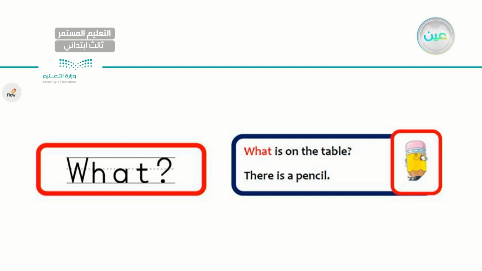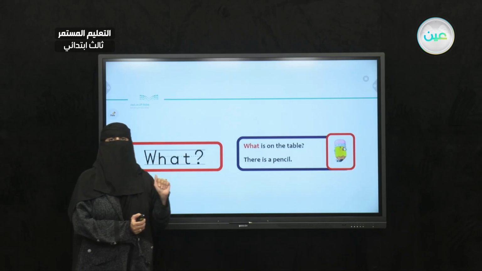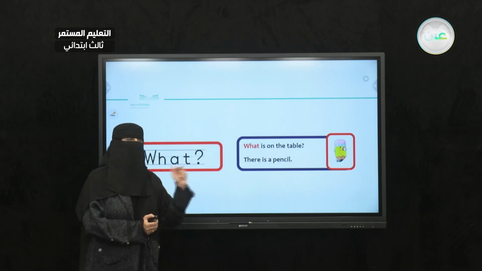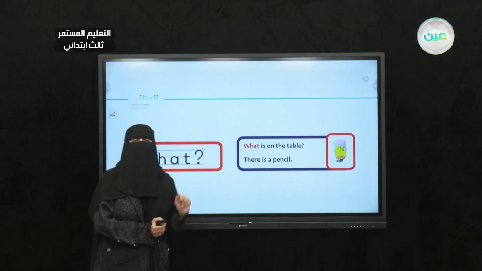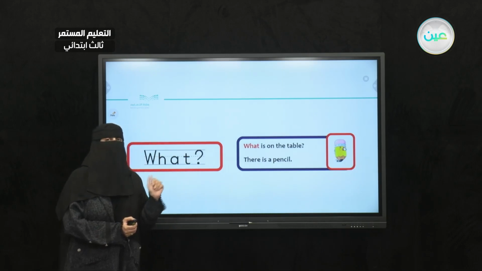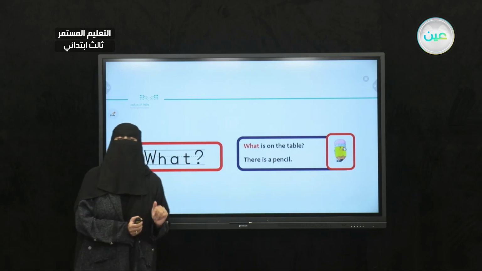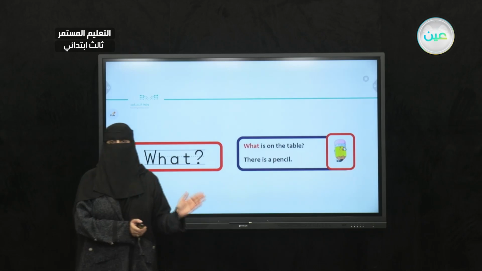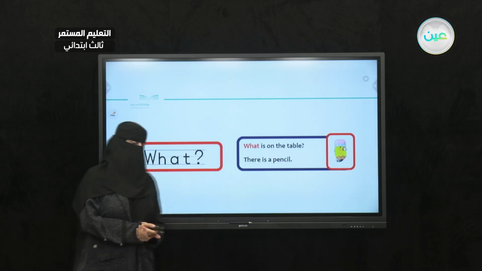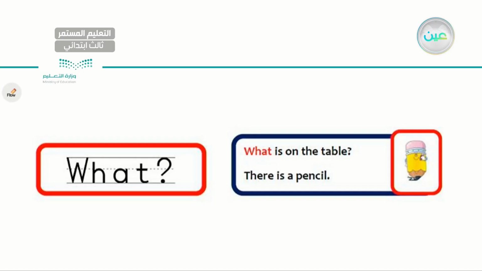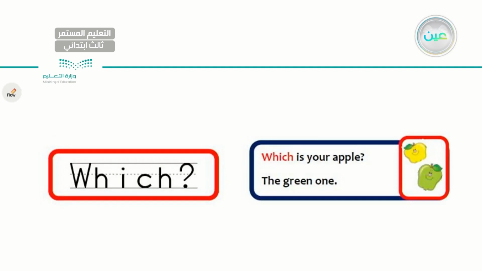There is a pencil. So here I have something. What is that? That's my cat. What is that? That's a window. What are you doing? I am writing. So I'm asking about something, or I'm asking about an action, okay, by using the WH word what.